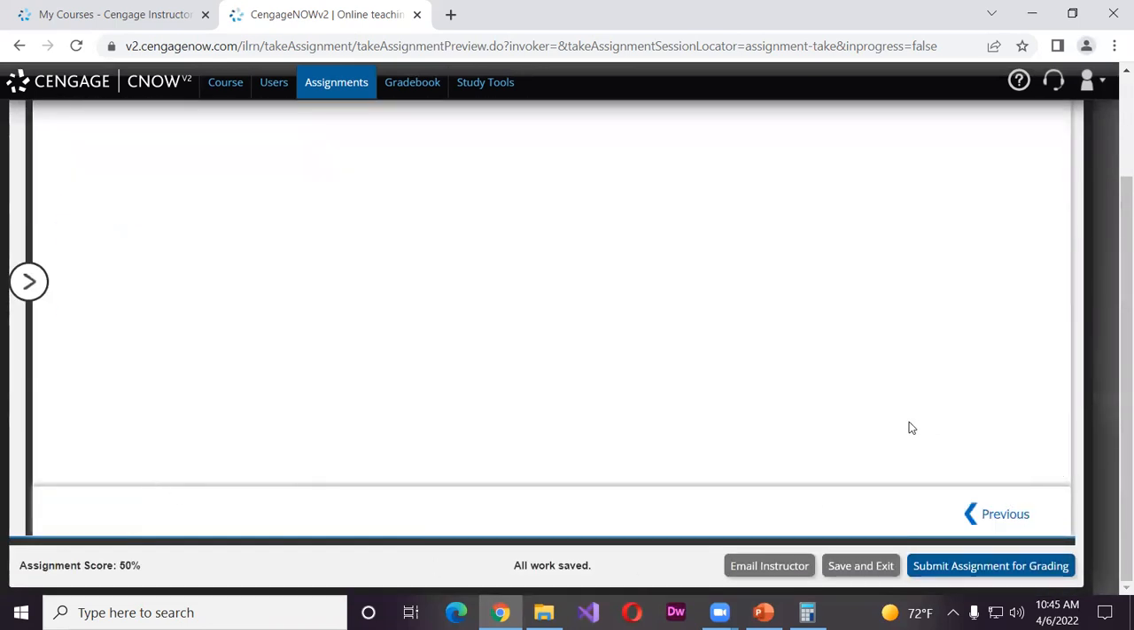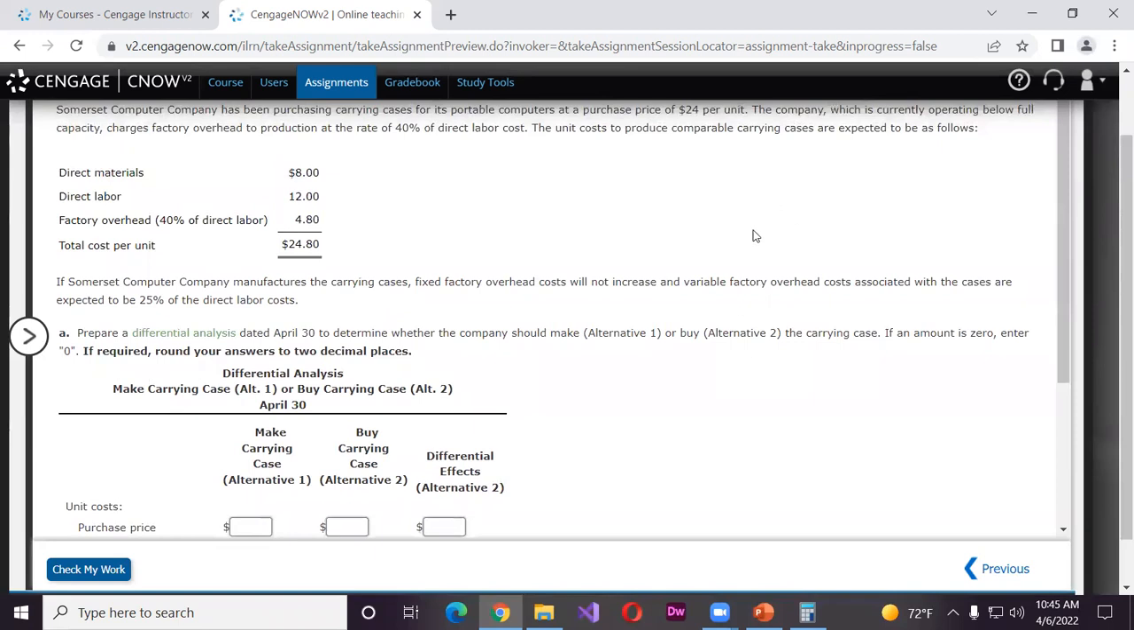So the next one. So here we have Somerset Computer Company has been purchasing carrying cases for its portable computers at a price of $24 per unit. The company operates below full capacity, charges factory overhead to production at a rate of 40% direct labor cost. The unit cost to produce a comparable carrying case is expected to be as follows: direct materials, direct labor, factory overhead, so $24.80. If Somerset Computer manufactures the carrying cases, the fixed factory overhead cost will not increase, and the variable factory overhead costs associated with the cases are expected to be 25% of the direct labor costs.